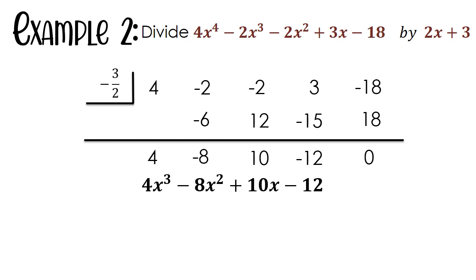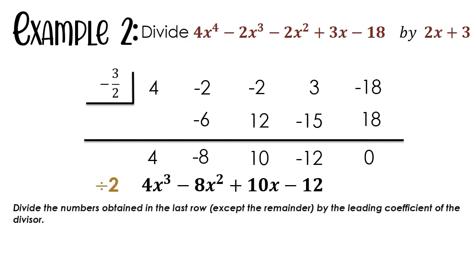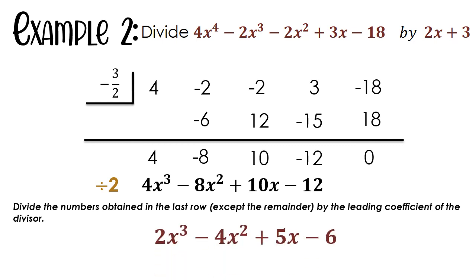But again, our divisor has a leading coefficient more than 1, which is 2. So we divide this by 2. Divide the numbers obtained in the last row, except the remainder, by the leading coefficient of the divisor. So our final answer is 2x cubed minus 4x squared plus 5x minus 6. Since the last part is negative 18 plus 18 is equal to 0, we don't have a remainder.